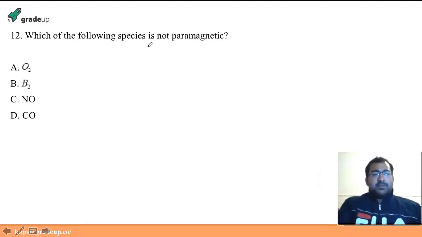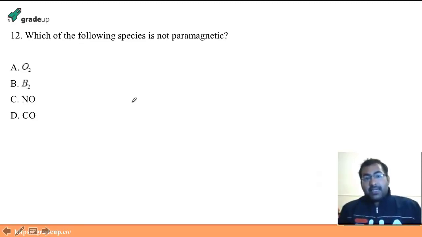Which of the following species is not paramagnetic? For paramagnetism, to find out what is a paramagnetic species and a diamagnetic species, you just need to know the electronic configuration according to the molecular orbital theory, and whether there is a single free electron in some orbital or not. If there is a single free electron in an orbital, the species is known as paramagnetic. So among these options, CO is a paramagnetic compound.